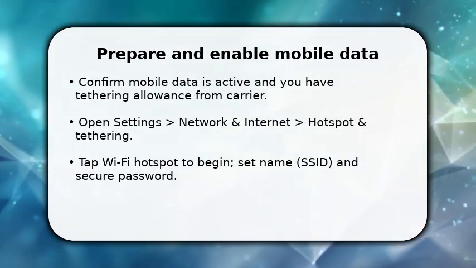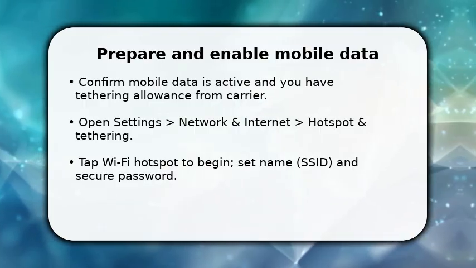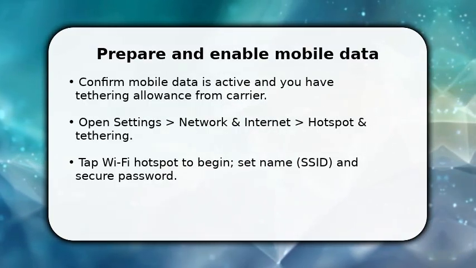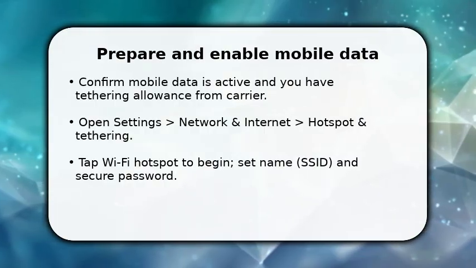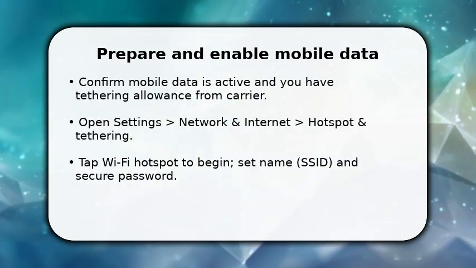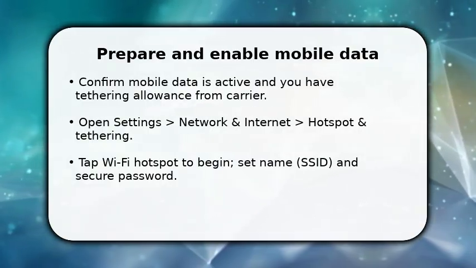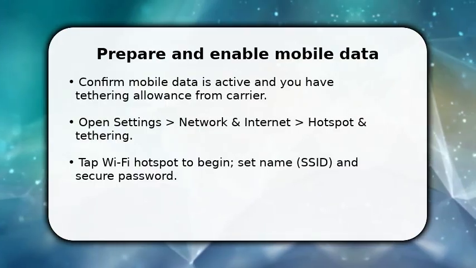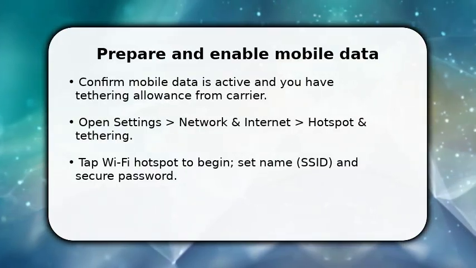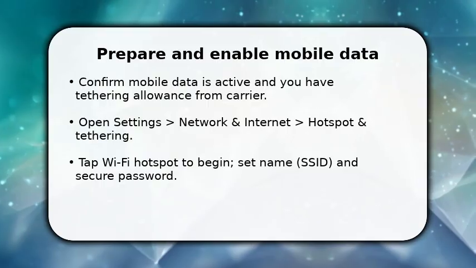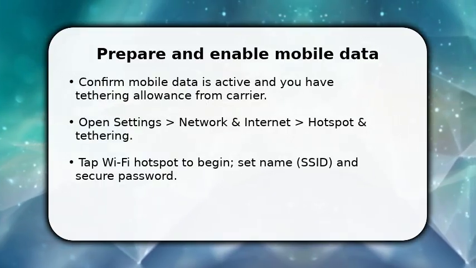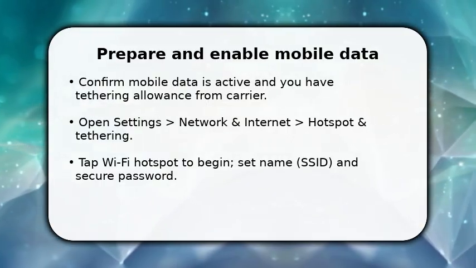You begin by confirming your Nokia has mobile data and tethering is allowed by your carrier. Open Settings, then Network and Internet, and choose Hotspot and Tethering. This is the only route on stock Nokia phones. Tap Wi-Fi Hotspot to enable it. Set a clear SSID so you can find the network, and choose WPA2 or WPA3 with a strong password to prevent freeloading. Once done, the hotspot icon appears in the status bar, and your phone is broadcasting.